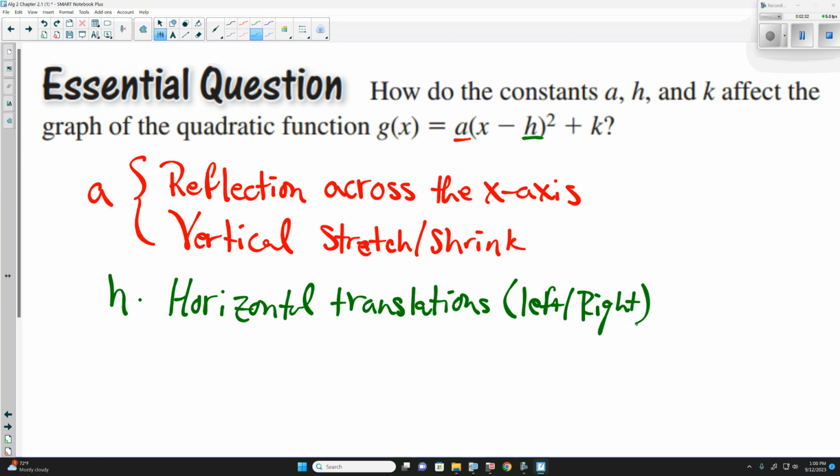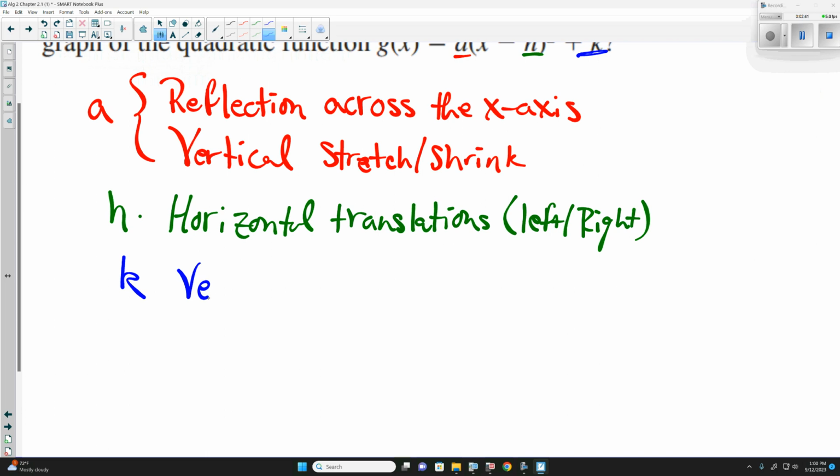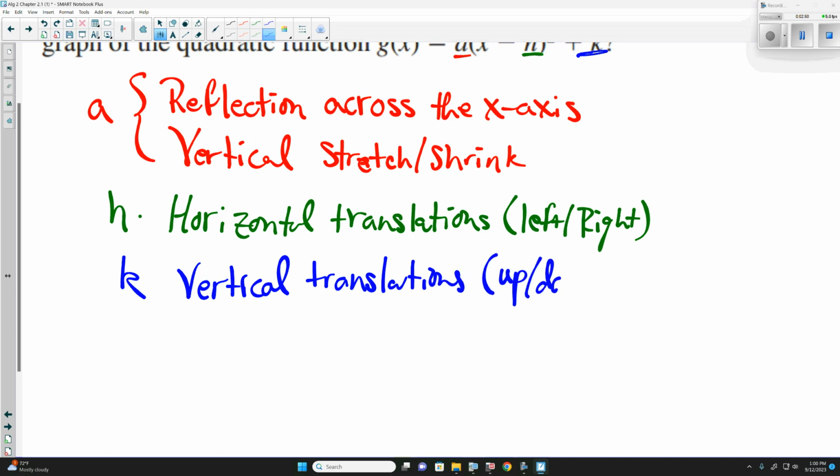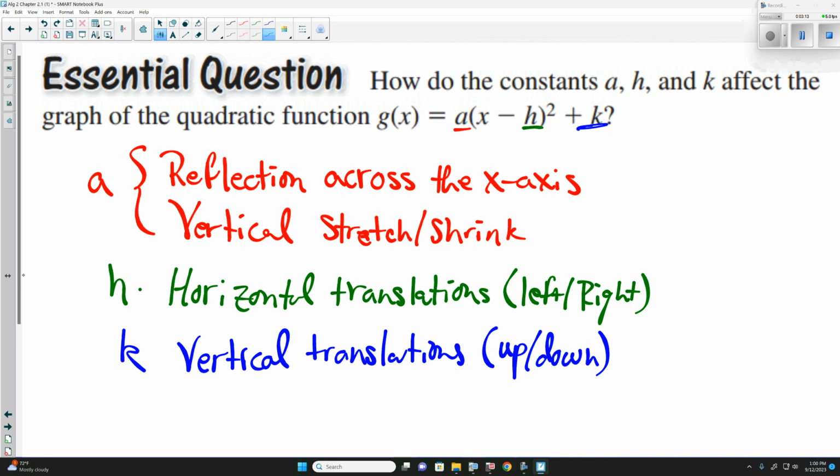And the last part is our plus k. This k is our vertical translations. This is our up or down, moving the graph or the function up or down. And that's exactly what we think it is. So if we have plus 4, it's going to move it up 4. If we have minus 4, it's going to move it down 4. Outside the parentheses is exactly what we think it is. Inside the parentheses is the opposite of what we think it is. And we've done some of these before in chapter 1.